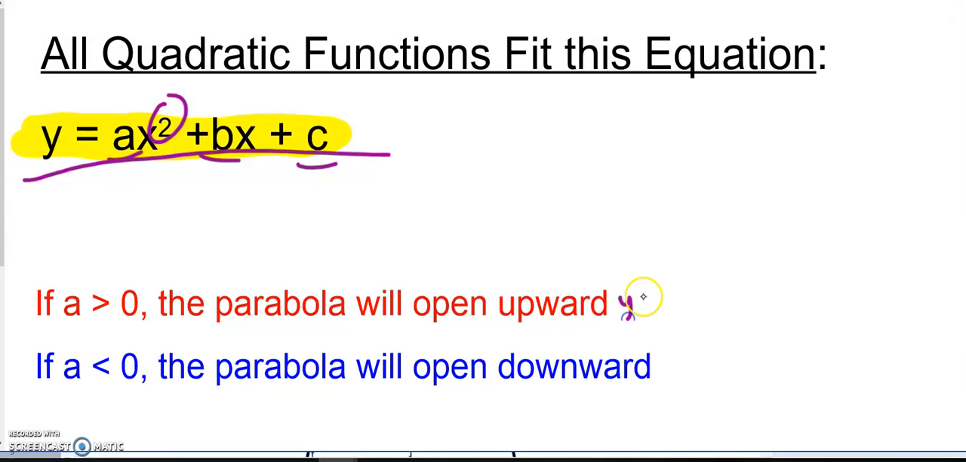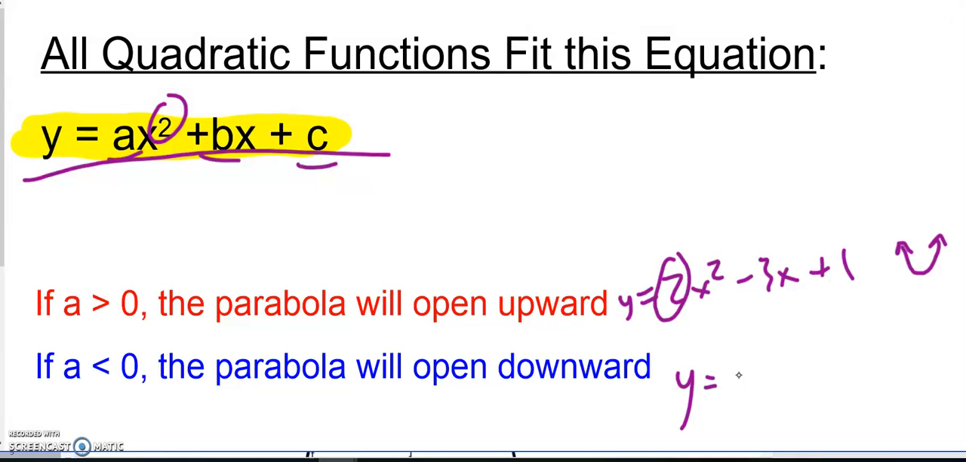So if we had something that looked like this, y equals 2x squared minus 3x plus 1. If we look at that value, that's a, that is positive. That tells me that parabola will have this kind of shape where it opens upward. If a is less than 0, meaning it is negative, so let's say it looked like this. Remember, if you don't see a number, there's a 1 there, so it'd be -1x squared, maybe it's just plus 2 or something. Because this is negative, it's going to open downward. Okay, so pretty easy to tell based on the equation what's going to happen.